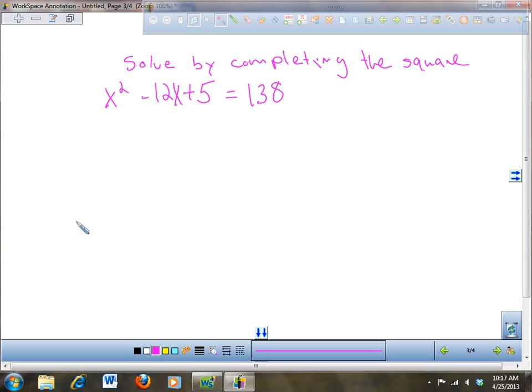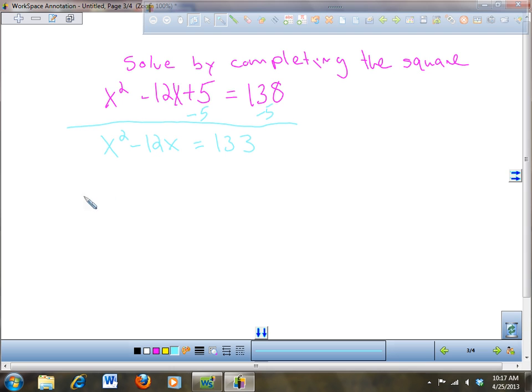Who wants to guess what I should do first? Good. Okay. Very good, Morgan. So the first thing you want to do is get just the x's on one side. So what Morgan said to do is absolutely right. I'm going to subtract 5 from both sides. So you want to get the right side to just be a number, a constant term, and you want the left side to just have variables on it. Okay? Equals 133.